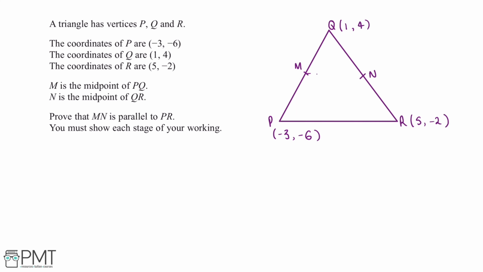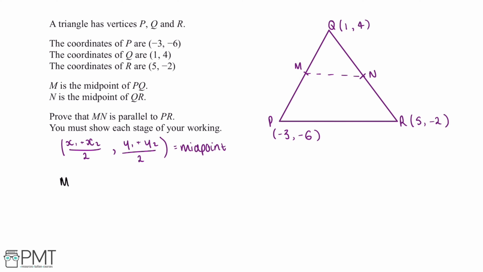So we're trying to prove that line MN is parallel to line PR. Now one way to do this is to prove that their gradients are the same. So in order to do this, we'll need to work out what the coordinates of M and N are. So the sum of the two x terms divided by 2 and then the sum of the y terms divided by 2 gives us the midpoint of a line.